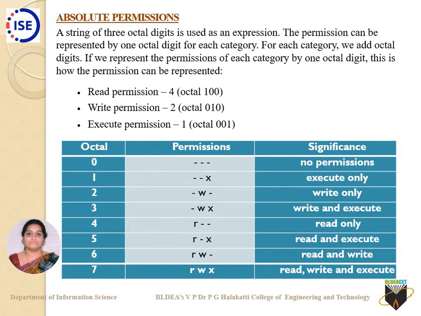010 is nothing but a 1 in the place of W, so it stands for only write permission. 011 is write and execute. Then comes read and execute. Then comes read, write, but no execute. 7 says read, write, execute. All three permissions are given here.